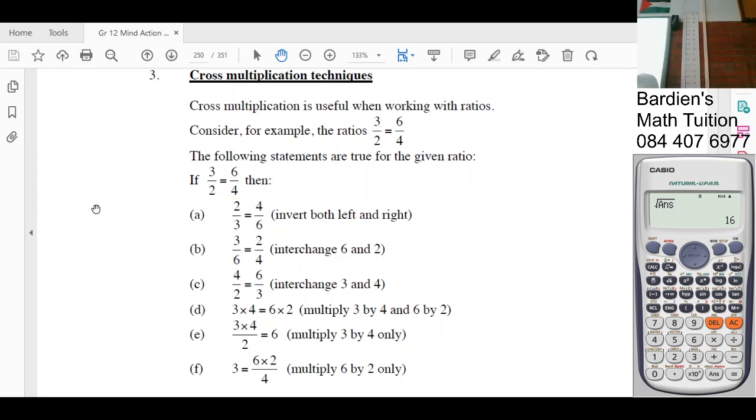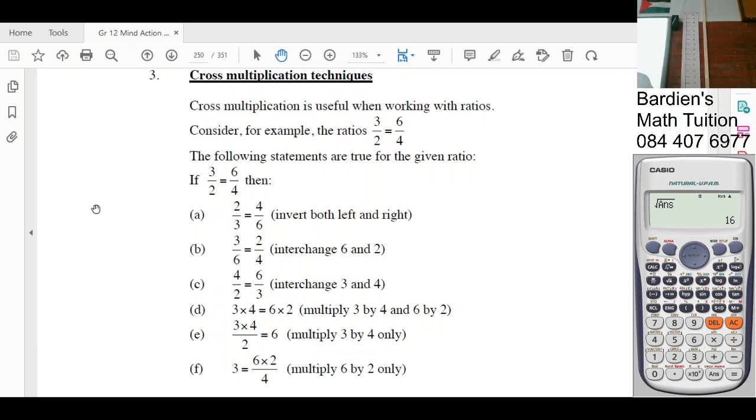Then we say, okay, let's flip this around. Remember, what we do on one side, we must do on the other side. So that's 2 over 3 is equal to 4 over 6. 2 goes into 2, 4 twice. So is that the same? Yes. So A over B is equal to C over D can also be written as B over A is equal to D over C. You will understand.